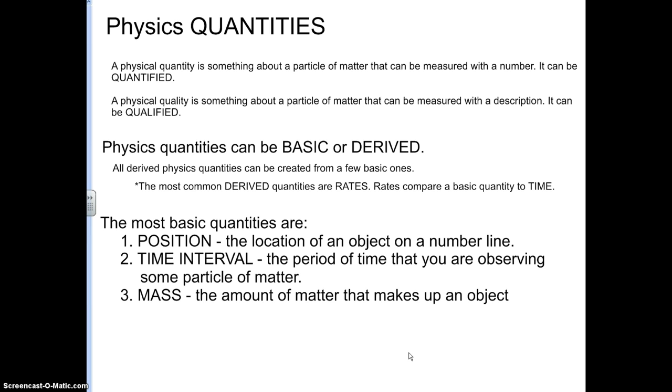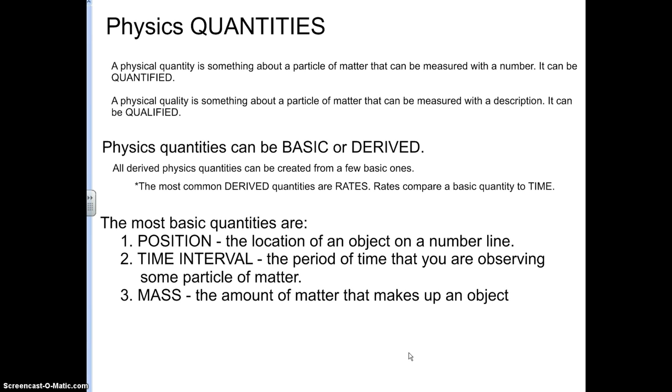So what about distance? Can we measure distance, or can we actually use an equation to calculate distance? Well, as it turns out, there's no equation for distance. You have to get out a ruler or a meter stick or something to measure distance. So it's what we call a basic quantity.